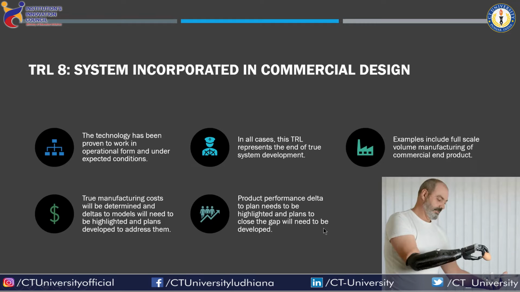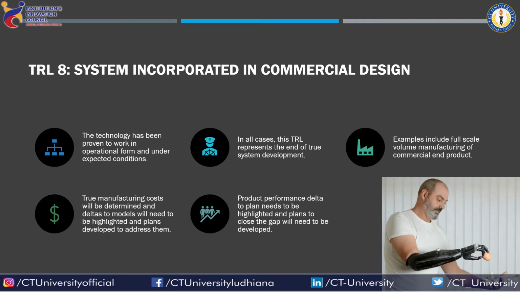In TRL level 8, we determine the true manufacturing cost, based on the deltas of the models, and we develop plans to address this manufacturing cost. So the major thing about manufacturing here is that we are thinking in bigger terms in TRL level 8. So we have made this robotic arm. Yes, it is already standardized. It has all the validation here. Manufacturing cost is this much for one robotic arm.